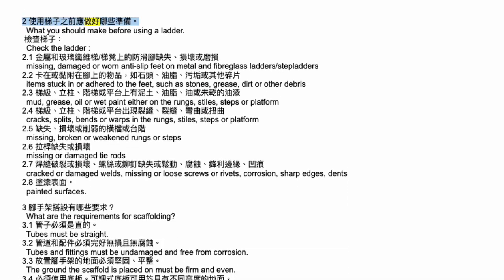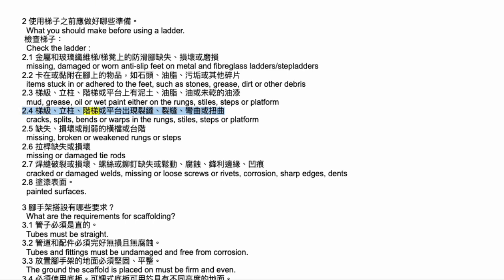2. What you should check before using a ladder. Check the ladder. 2.1 Missing, damaged or worn anti-slip feet on metal and fiberglass ladders and step ladders. 2.2 Items stuck in or adhering to the feet, such as stones, grease, dirt or other debris. 2.3 Mud, grease, oil or wet paint on the rungs, stiles, steps or platform.